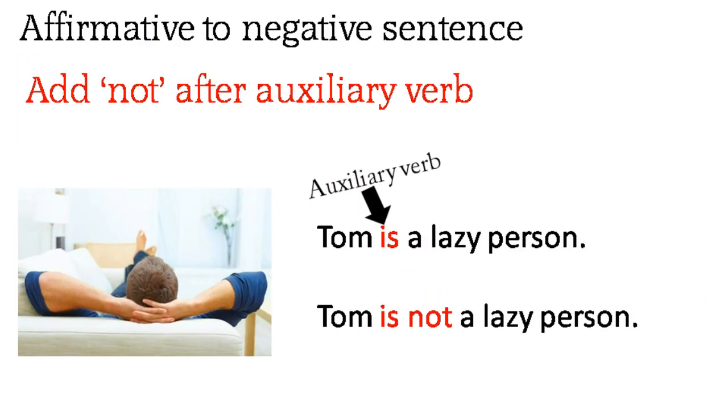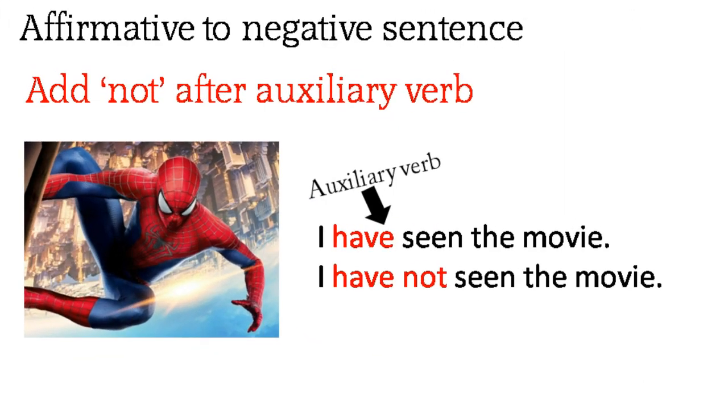Second property. If we add not after an auxiliary verb, the sentence will turn into a negative sentence without changing the main verb. Tom is a lazy person. Tom is not a lazy person. We just added not after the auxiliary verb. One more example. I have seen the movie. I have not seen the movie.